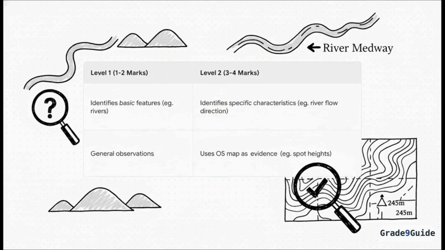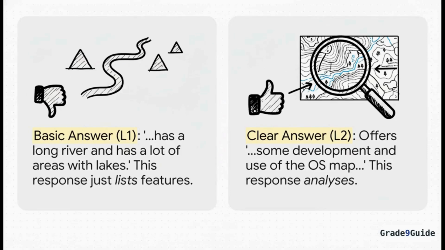Say the River Medway, which flows to the east. Don't just say highland. Point to the map and say, the land here rises to 245 meters, as you can see from this spot height. See the difference? You're not just spectating, you're investigating. Let's really see this in action. The answer on the left, it's just a list.